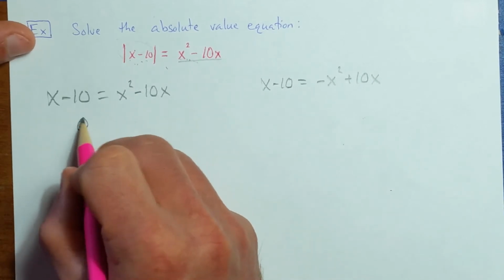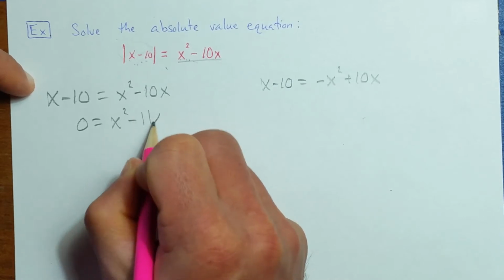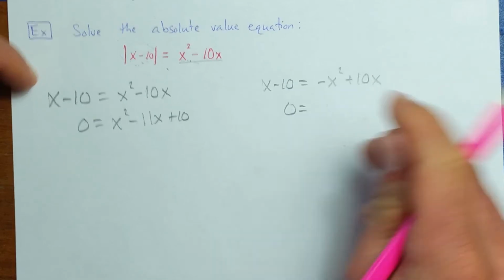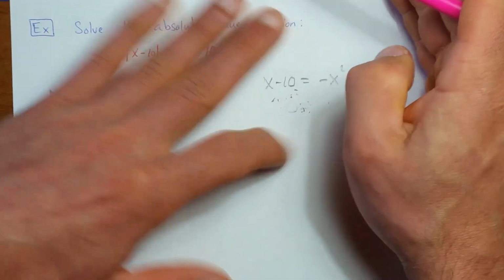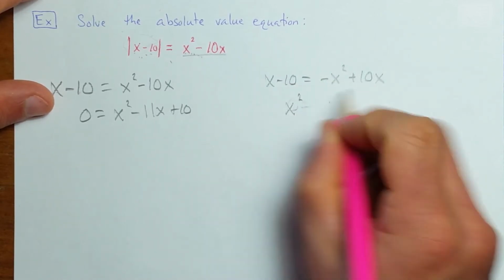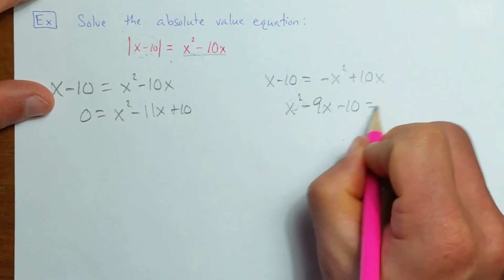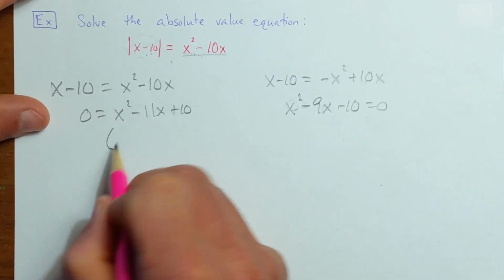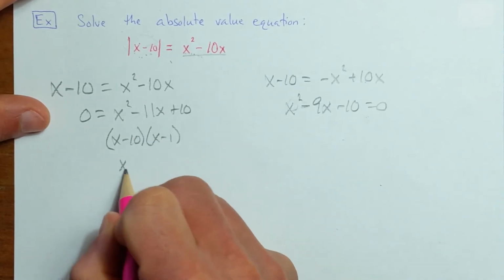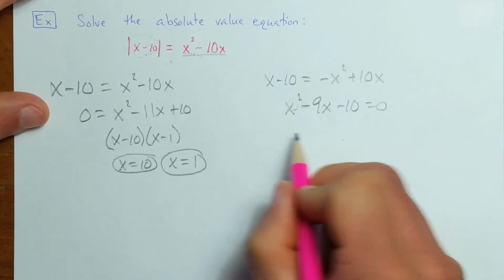So they're both quadratic, so I'm going to set both of them equal to 0. So for this one, I would have to subtract x, which would give me x squared minus 11x plus 10. Over here, I am going to actually add everything to the left side. Again, I like everything being positive with the leading coefficient. So I'm going to move the x squared over to the left. I'm going to subtract 10x, which will give me negative 9x, and then I still have that negative 10. Luckily, both of these factor. This one will factor into x minus 10 and x minus 1. So as of now, I have x equals 10 as a possible answer, x equals 1 as a possible answer.